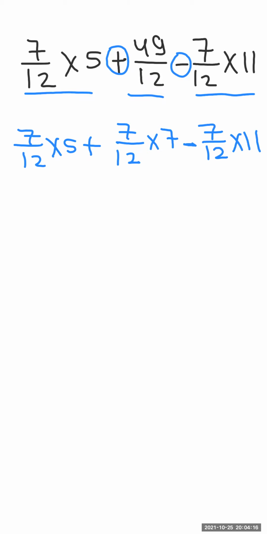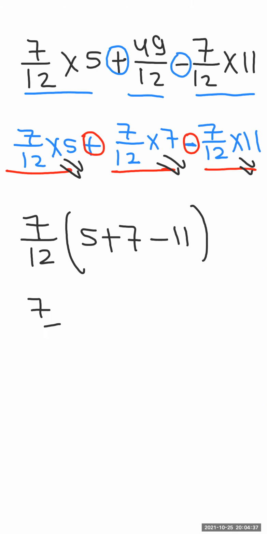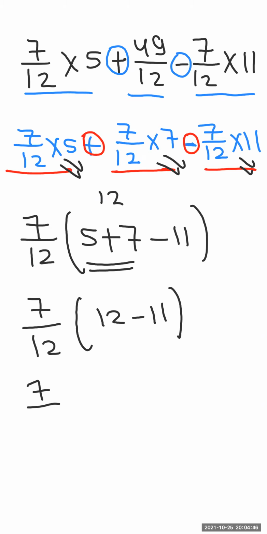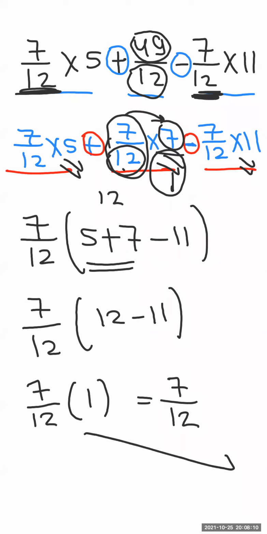Now the 3 terms, there is positive, minus here: first term, second term, third term. So the common factor here, of course, is 7 over 12. So what will be the remaining from the first term? 5, plus second term, 7, minus last term, 11. So 7 over 12 times 5 plus 7, it's 12, minus 11. So 7 over 12 times 1, which means 7 over 12. That's it. Okay, guys, clear? Okay, great.